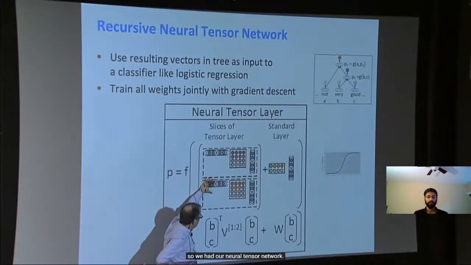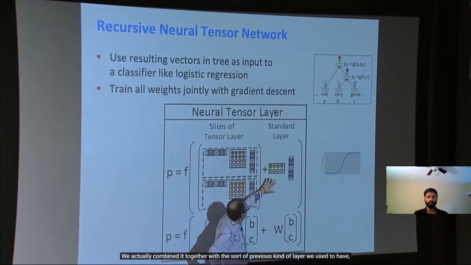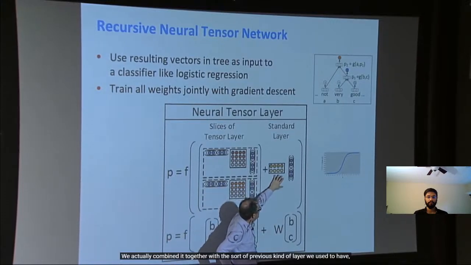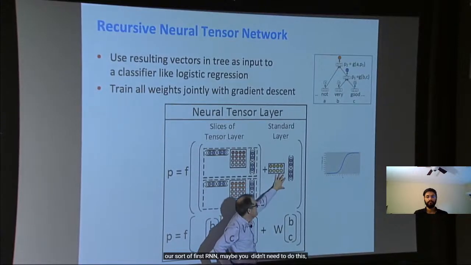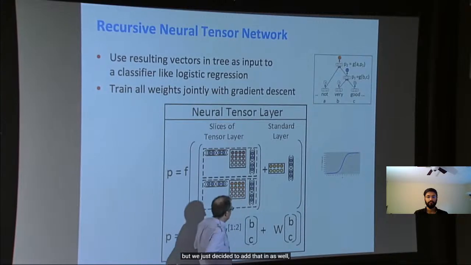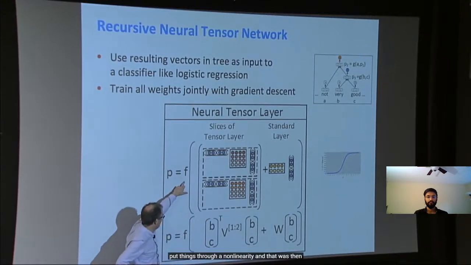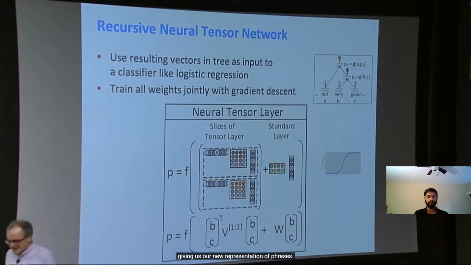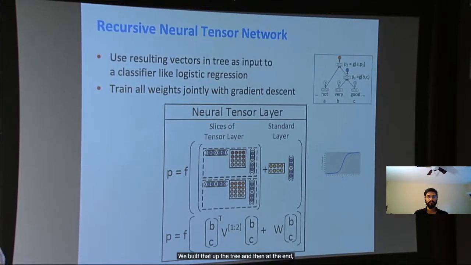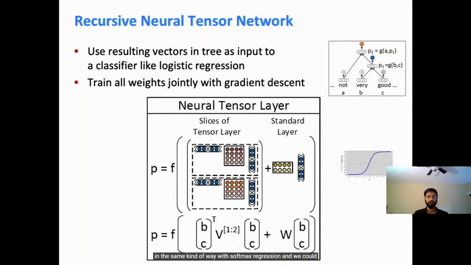So we had our neural tensor network. We actually combined it together with the previous kind of layer we used to have, our first RNN. Maybe you didn't need to do this, but we just decided to add that in as well, put things through a nonlinearity, and that was then giving us our new representation of phrases. We built that up the tree, and then at the end, we could classify the meaning of any phrase in the same kind of way with softmax regression, and we could train these weights with gradient descent to predict sentiment.